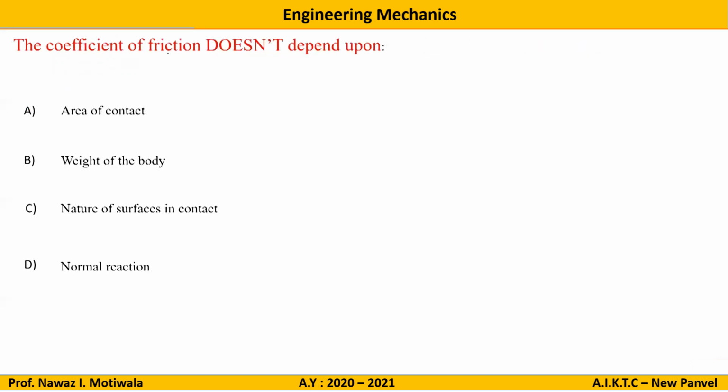Next question. The coefficient of friction does not depend on mu. Does not depend on, it is asked. So it is area of contact, weight of the body, nature of surface, and normal reaction. In the laws of friction only we have seen that it does not depend on area of contact. So the answer will be option.